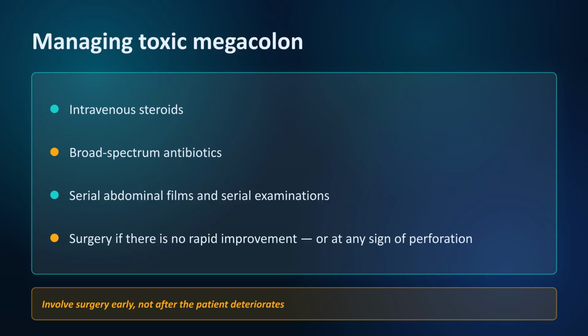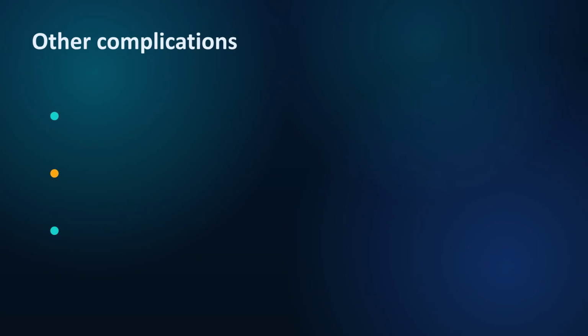The single most common error here is involving surgery late. Bring them in at the beginning. Total colectomy is the operation performed when surgery becomes necessary. Beyond toxic megacolon, there are 3 more complications.